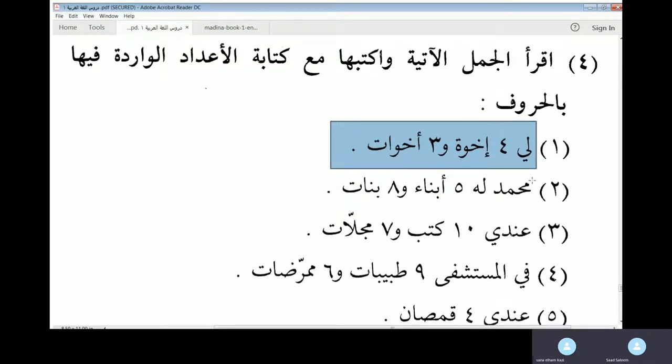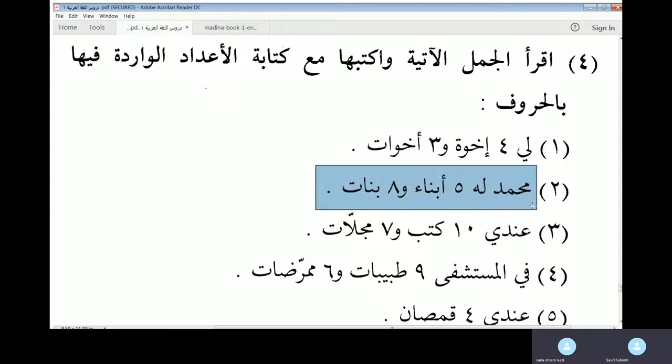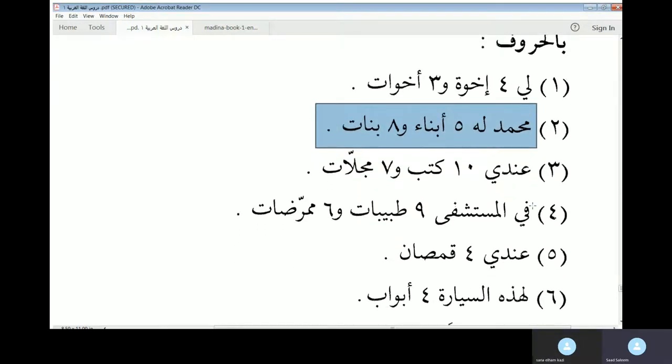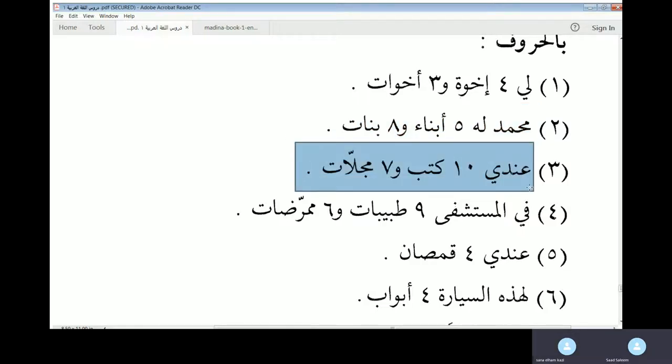Li arba'atu ikhwatin wa thalathu akhawatin. I have four brothers and three sisters. Muhammadun lahu khamsatu abna'in wa thamani banatin. Muhammad has five sons and eight daughters.